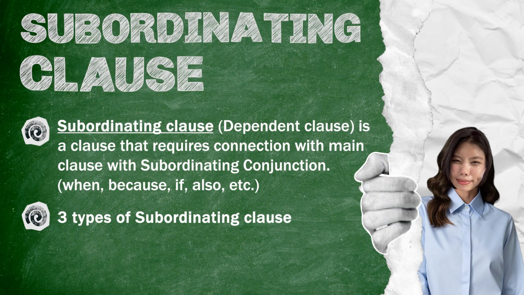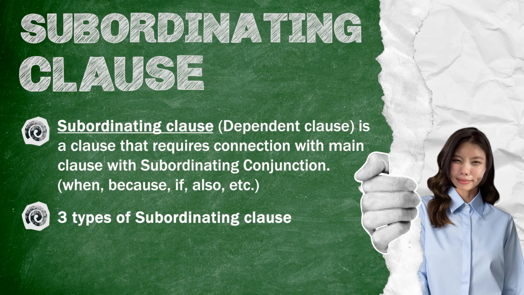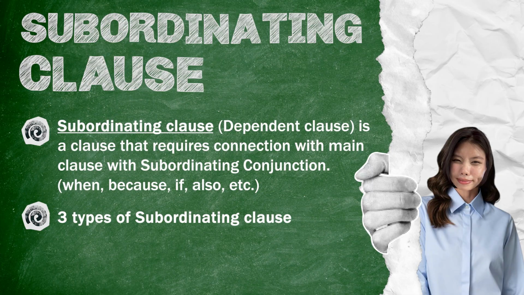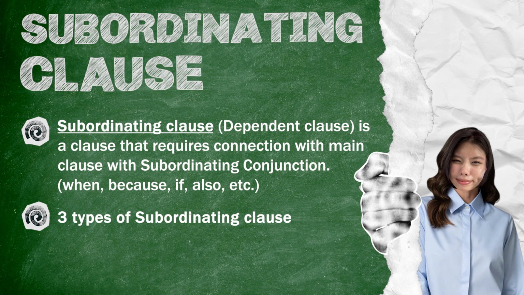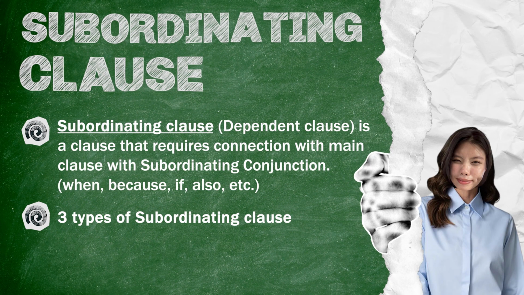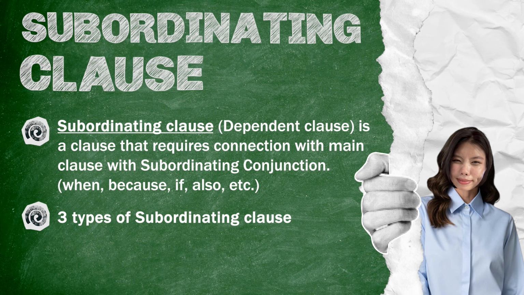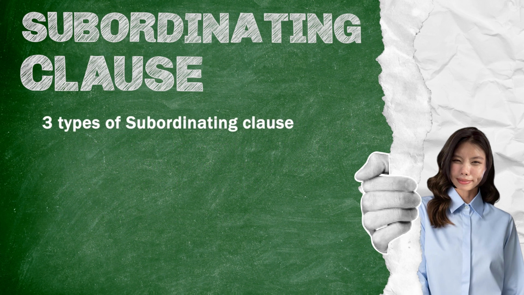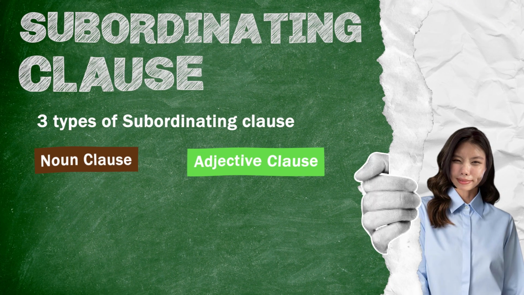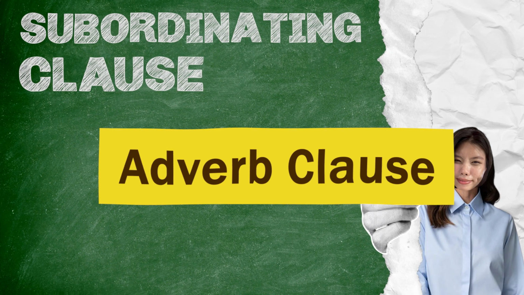A subordinating clause is a clause, or a dependent clause, that cannot stand alone. It must be connected with a main clause or independent clause and introduced by subordinating conjunctions. Examples: when, because, if, and also. And there are three main types of subordinating clauses: noun clause, adjective clause, and adverb clause. So, this is the topic that we will present today.